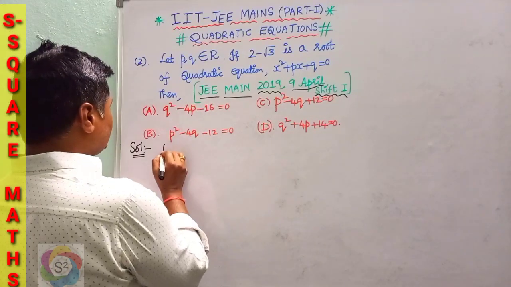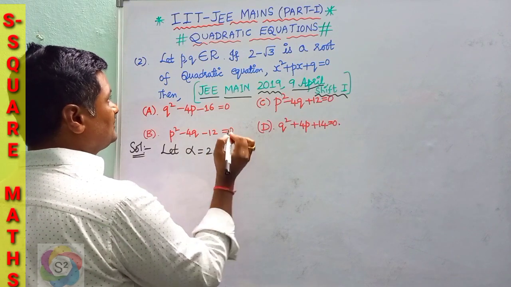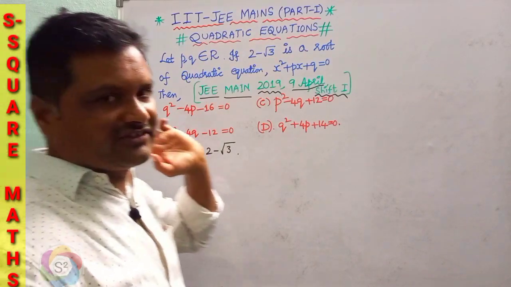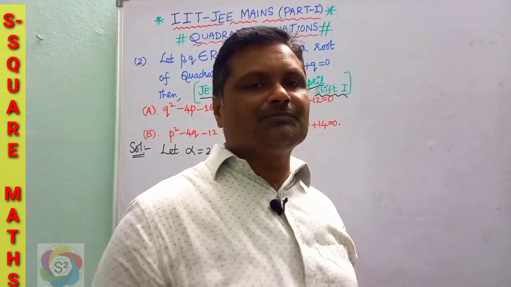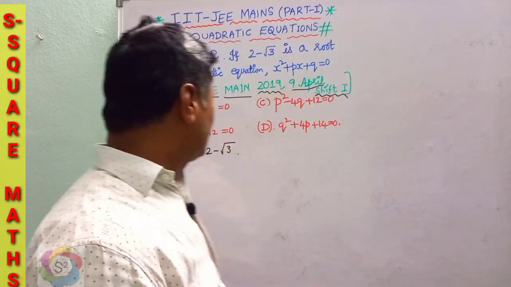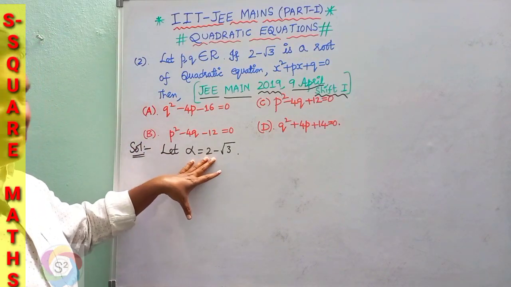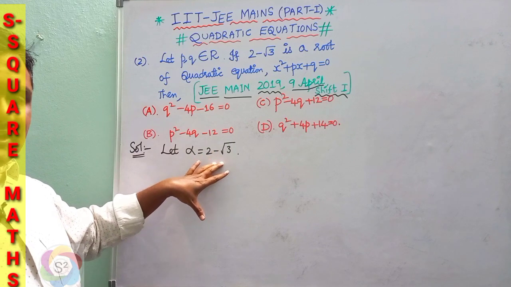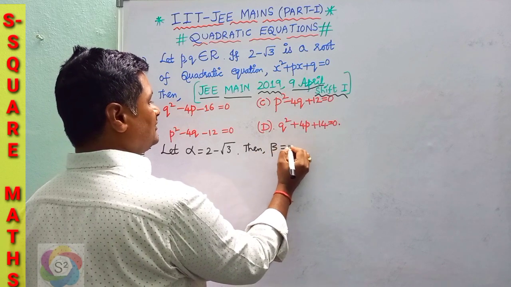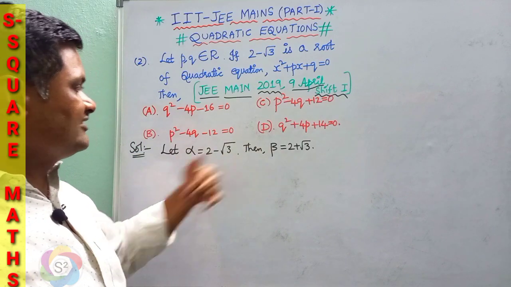So given that, let α be equal to 2 minus root 3. This is one of the roots of the given quadratic equation. In general, you know very well, a quadratic equation has at most two roots. One root is given. If you observe carefully, 2 minus root 3 is one of the roots, it is an irrational root. Then the other root will be its conjugate, 2 plus root 3. The conjugate of 2 minus root 3 is 2 plus root 3.